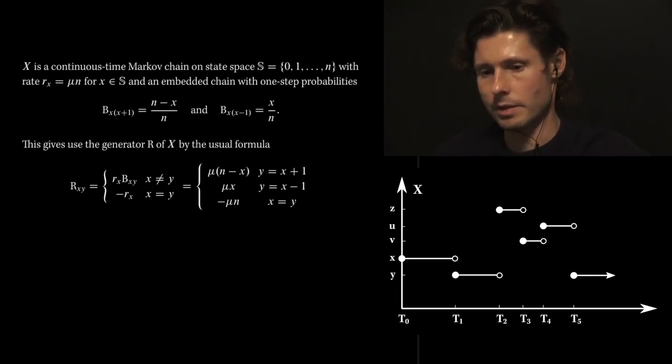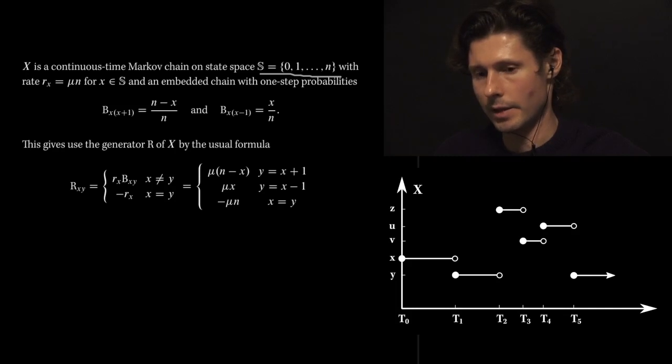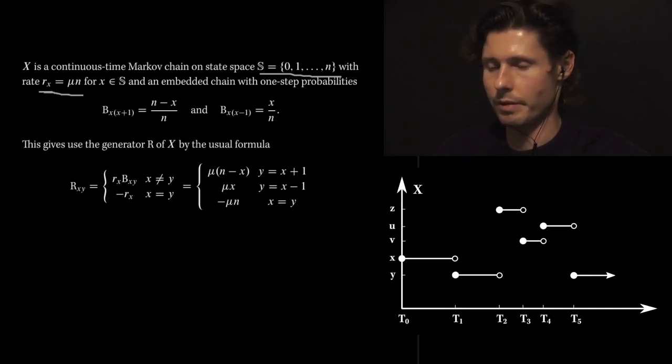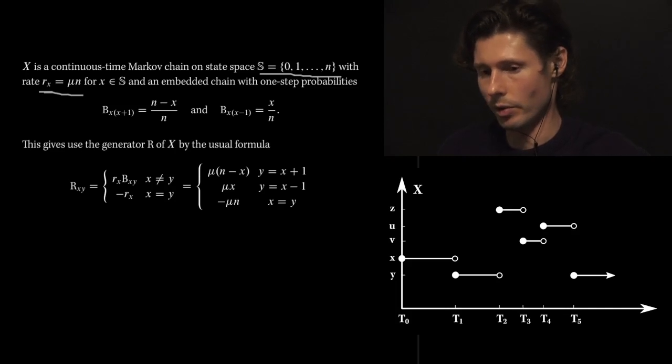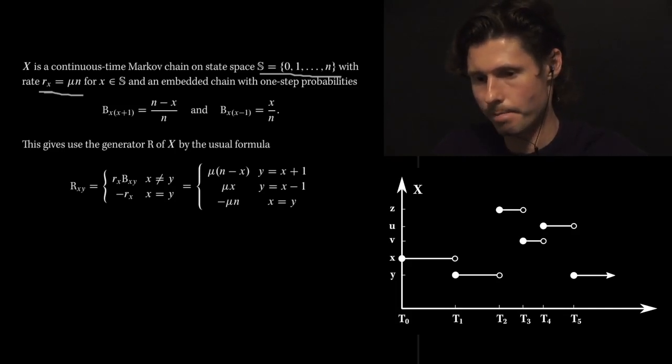X is modeling the number of oxygen particles in the right chamber. It is a continuous time Markov chain on this state space. It has a rate for every state given by mu n. So this is the rate of events that are occurring. So this is giving you the rate at which some particle is being selected and moved over to the right or left, depending on where it came from.